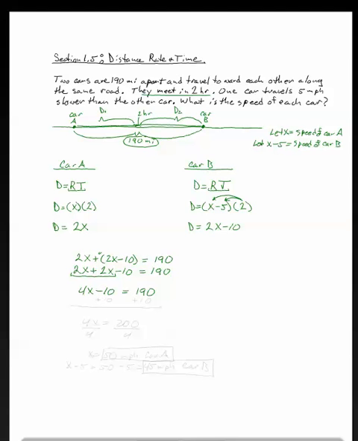I'm trying to get x by itself, so the first thing I have to do is get rid of the term which does not have an x in it, which is this minus 10. So I add 10 to both sides. That's going to give me 4x equals 200. And finally, to get rid of the multiplication of 4, I divide by 4. x equals 50 miles per hour. And that's for car A. So x minus 5 equals 50 minus 5, which equals 45 miles per hour for car B.